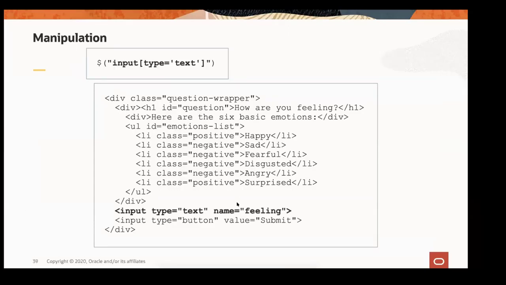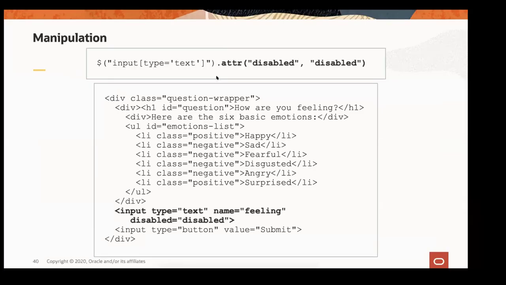In the next example, again, the selector is a little more complex. I'll cover that in just a little bit. But I'm selecting the input at the bottom that has this type equal to text. And then I can invoke addAttr to set the disabled property equal to disabled. And you see that down here. Once I've done that, no user would be able to interact with this item because, of course, it would be disabled.